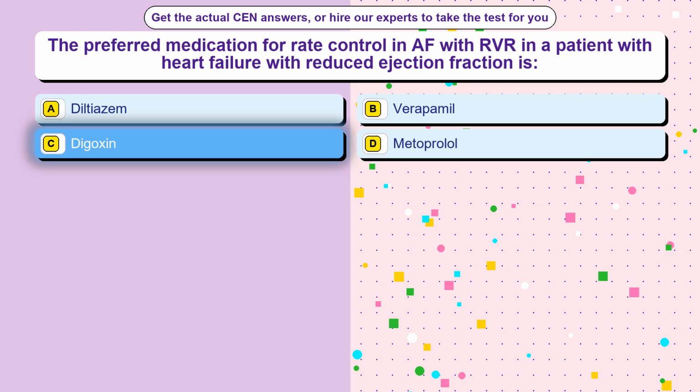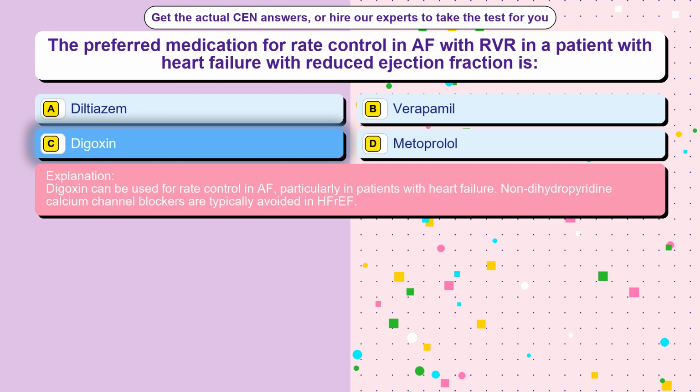The correct answer is option C, digoxin. Digoxin can be used for rate control in AF, particularly in patients with heart failure. Non-dihydropyridine calcium channel blockers are typically avoided in HFrEF.